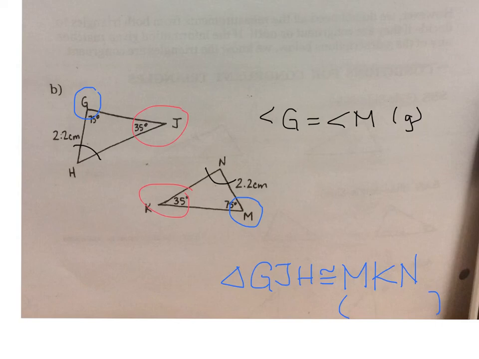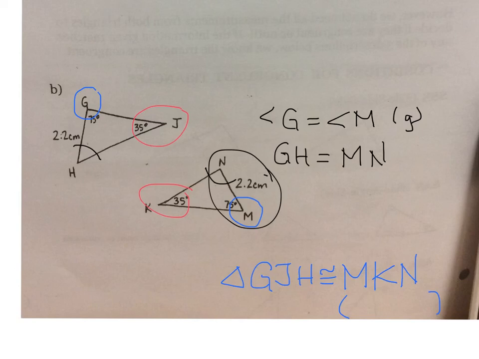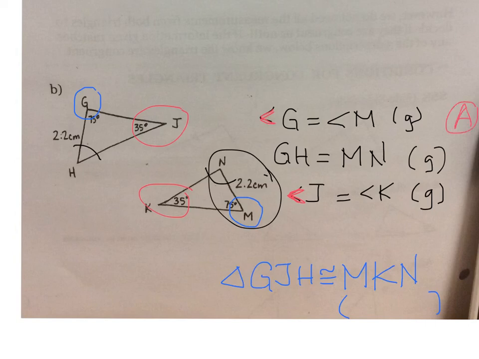We also have a side. We have side GH, which is equal to, now when I'm naming this side over here, I have to make sure to do it in the right order. I started with G, so I'm going to start with M in my statement. So side GH is equal to side MN, also given, and angle J is equal to angle K, which is also given. Now notice the angle signs in front of the letters. Make sure that you say angle G, angle J, and for a side we just name them with the two letters. So we've stated an angle that's equal, we've stated a side that's equal, and another angle that's equal.